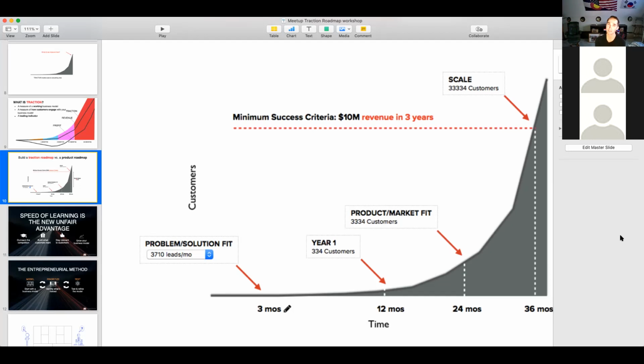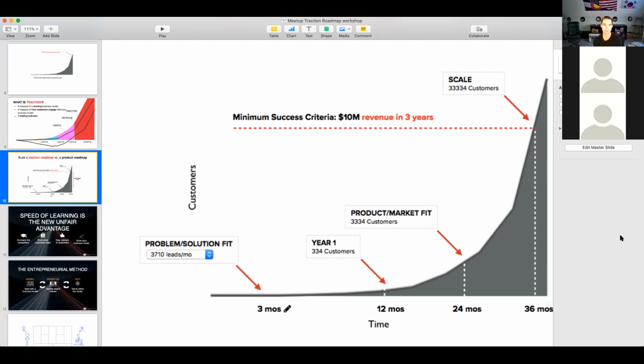Right. So this simple lightweight traction roadmap really helps take a lot of the risk out of building a business and learning later that your pricing wasn't right or the market's not big enough. And it also helps stakeholders, investors see your goal and help sanity check it for you. So that's the benefit here.